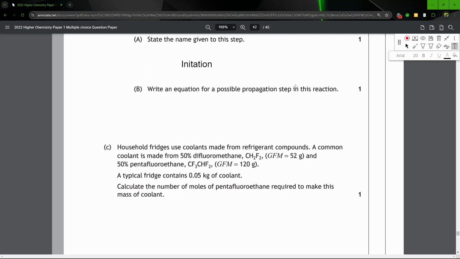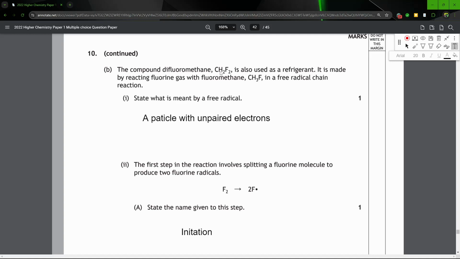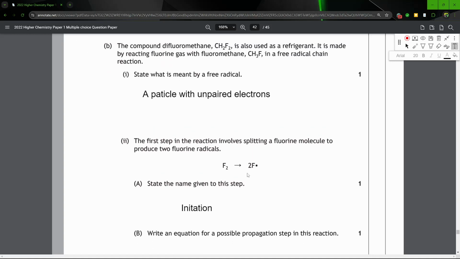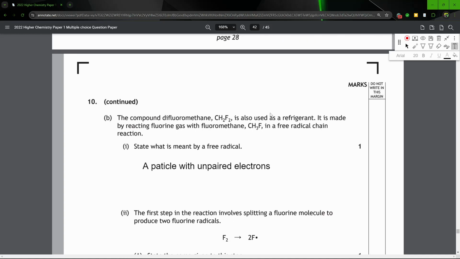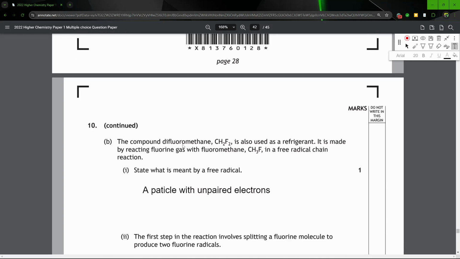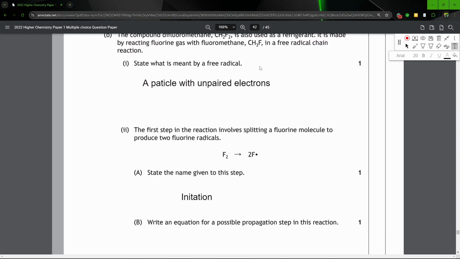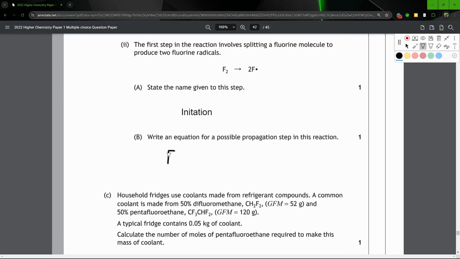What are the possible propagation steps in this reaction? So just remember we're reacting with fluoromethane, CH3F, so we just need to have a free radical react with this and see what happens. So I have our radical, and we're going to react it with CH3F. What gets produced? Well, it will turn this into a CH2.